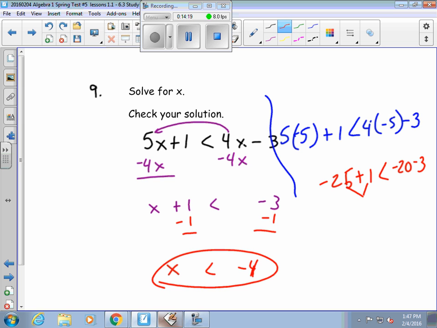This together is negative 24. It says this is less than negative 20 minus 3 is negative 23. That's a true statement. The big mouth is eating the big number.